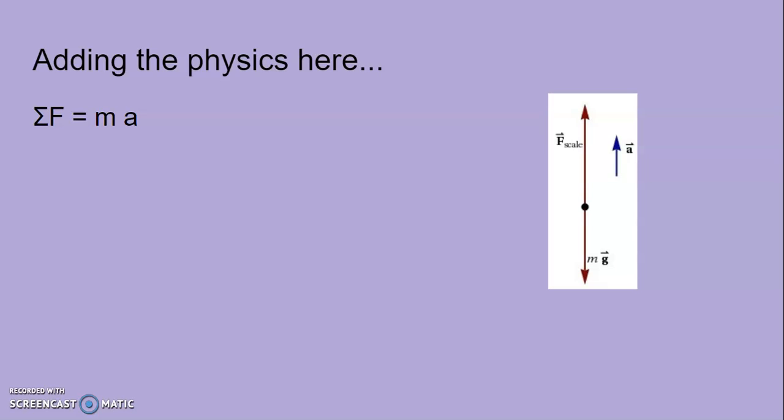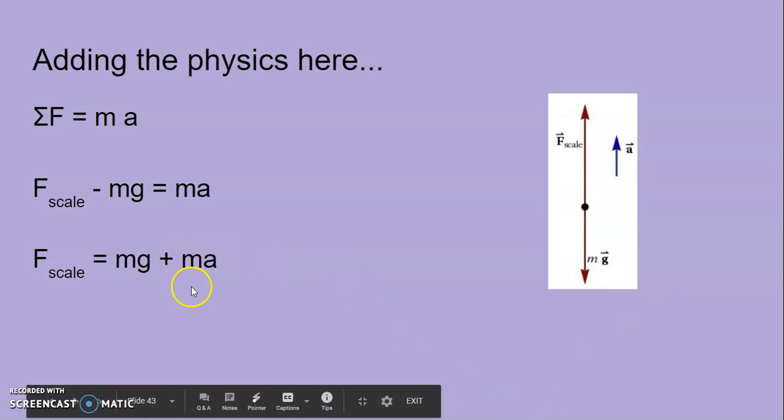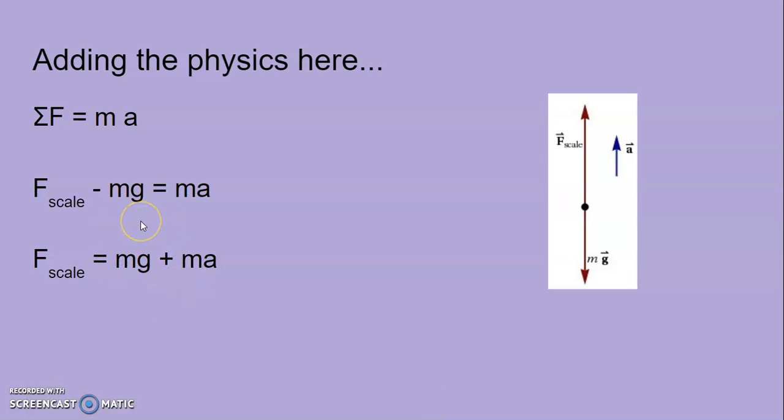To add the physics in here, we can say the sum of the forces equals m times a. That is, force of the scale minus mg equals ma. So the force of the scale, therefore, is equal to mg plus ma. In other words, if the elevator is accelerating upward, then the force of the scale, the weight reading, is going to be heavier than the regular weight mg. The weight reading is going to be heavier by this additional amount, m times a. So if you're accelerating upward, you're going to read heavier.